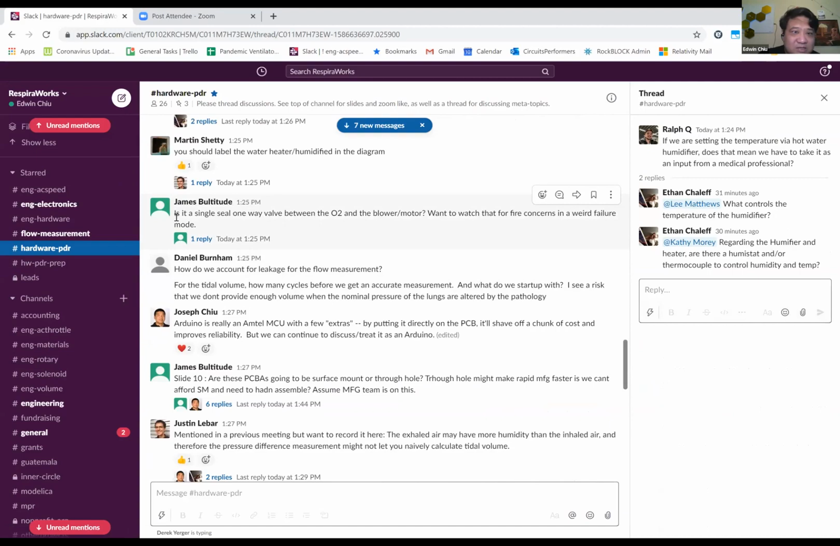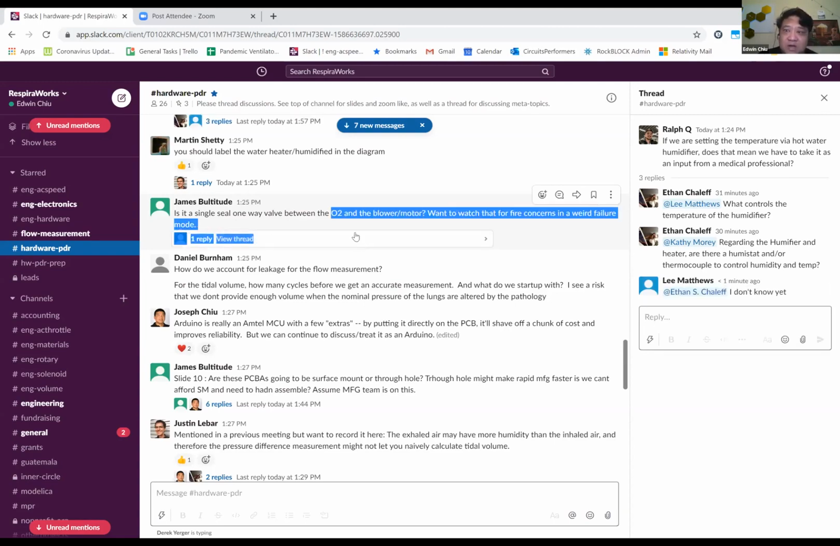James writes, is it a single seal one-way valve between the O2 and the motor blower? Want to watch for fire concerns in a weird failure mode. We don't exactly know what that interface is going to look like. In a lot of medical situations, you have a constant flow regulator on an oxygen tank or oxygen source. And so that will be providing a pressure that is always positive and always higher than the pressure that we have in our ventilators.